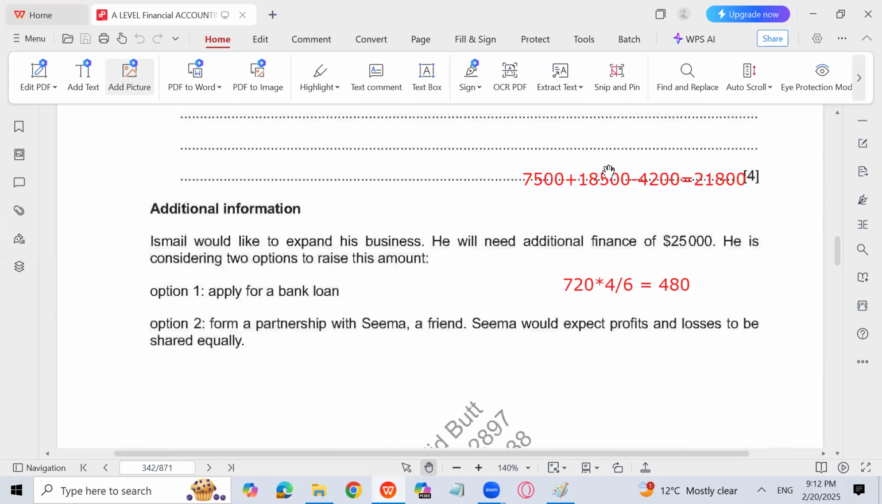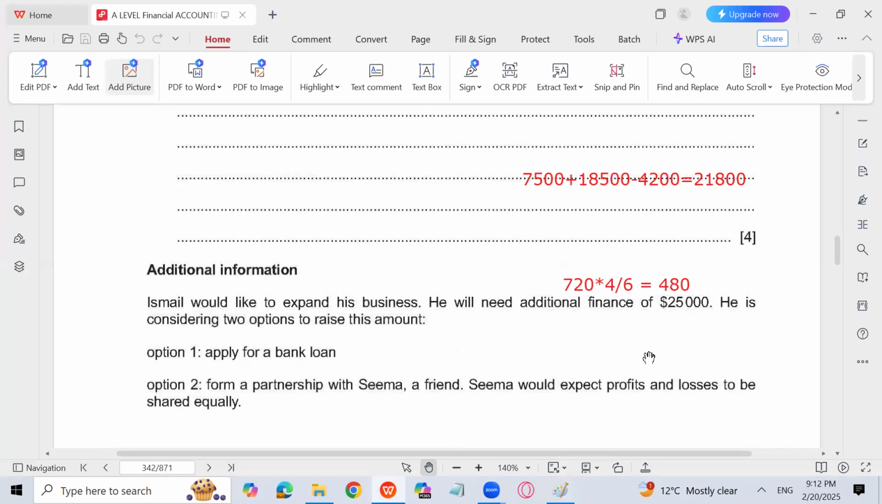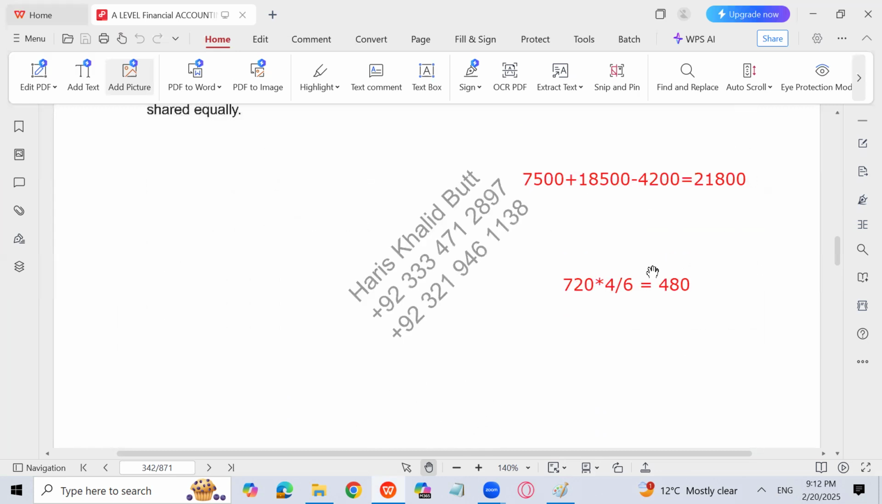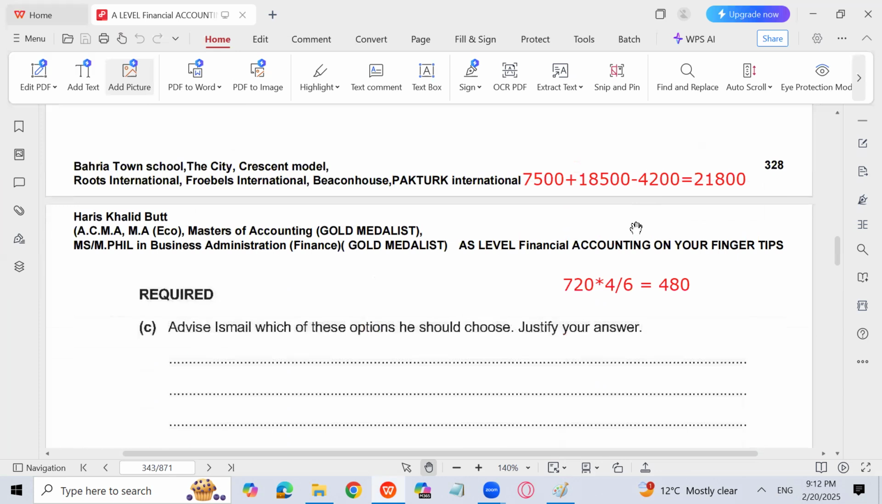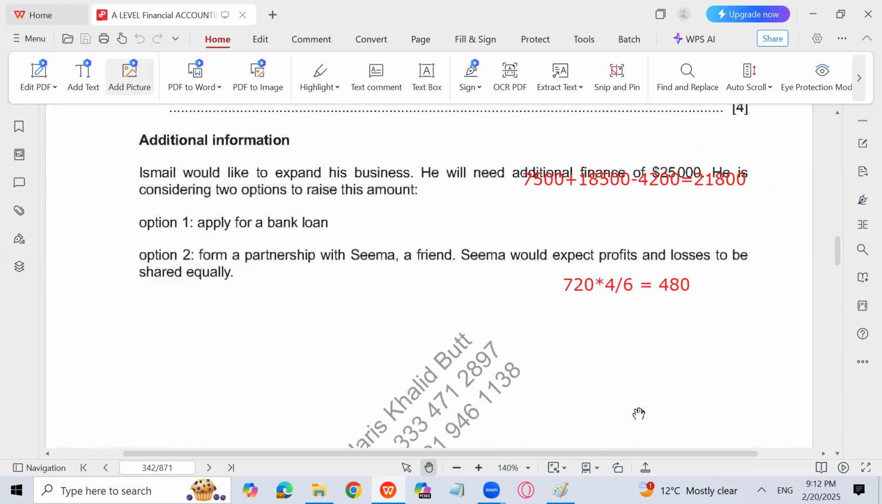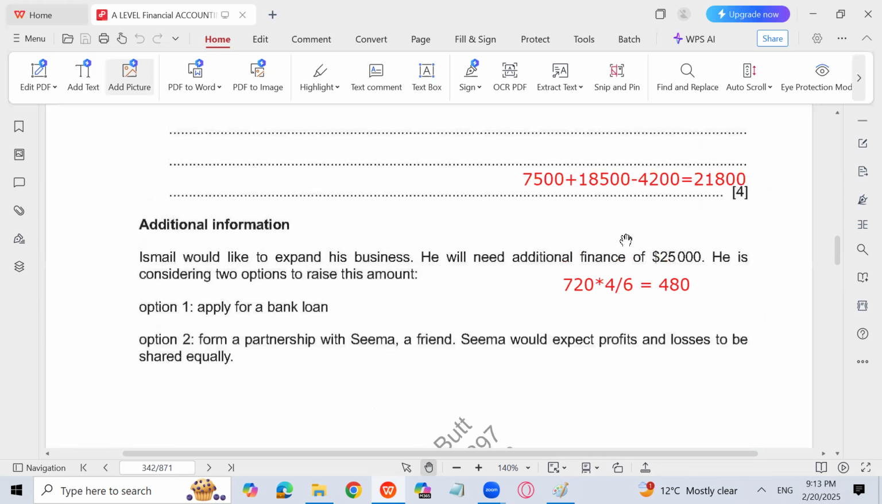Now the next point we can discuss. Ismail would like to expand his business. He will need additional finance of 25,000 and he is considering two options to raise this amount. Option 1, apply for a bank loan. Option 2, form a partnership with A.C.M.A, a friend. A.C.M.A would expect profit and loss to be shared equally. So advise Ismail which of these options he should choose. Justify your answer. When there is going to be advice, you have to take one of the options.